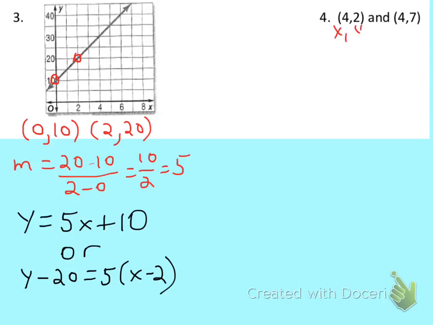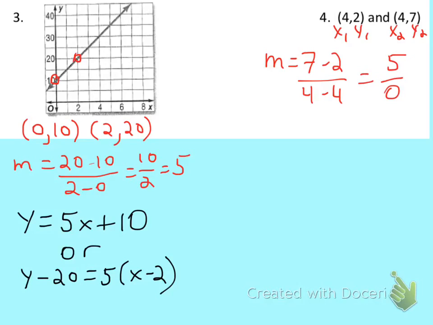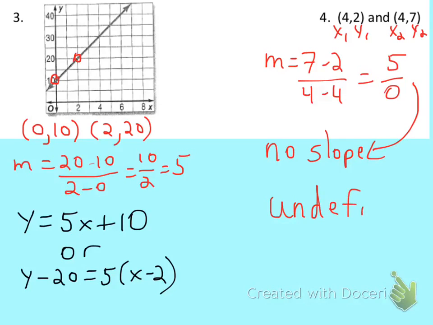Number 4, again, we need to find the slope. And this is going to give us a unique situation here. We have 5 over 0. Now we know that you can't divide by 0 because if you try to do that in your calculator, it's going to give you an error message. That's because when you try to divide by 0, it's undefined. You can't do that. So we say that it has no slope. So this line that contains those 2 points will not have a slope. So we call that undefined.